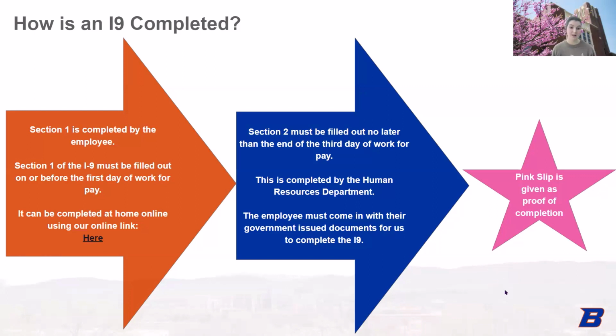Once all of that has been completed, though, we will fill out what's called a pink slip. This is just proof that the employee has filled out their I-9 properly, that they have one on file. We will give that pink slip to them, and they are instructed to return that to their supervisor. So if you aren't seeing that pink slip, that likely means they have not completed their I-9. We do encourage you to ask for that pink slip as verification and proof of completion.